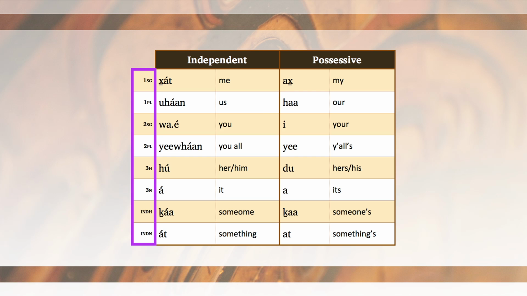First of all, we have singular and plural. Singular would be one, plural would be more than one. Beyond that, there's a series of first person, second person, and third person, which basically means first person is the speaker, second person is someone being spoken to, and third person would be someone being spoken about. On the bottom, we have independent human and independent non-human, which require more explanation, which will be given later.